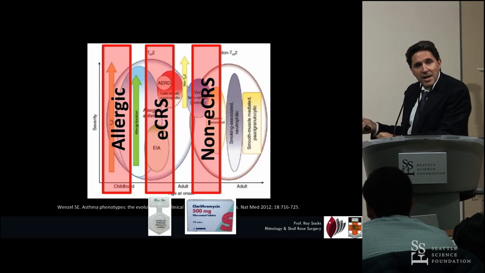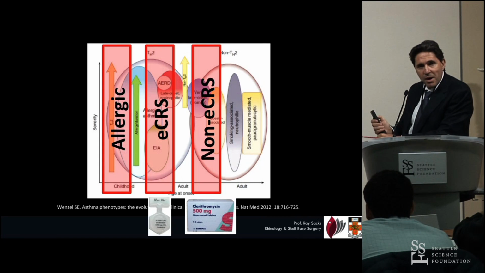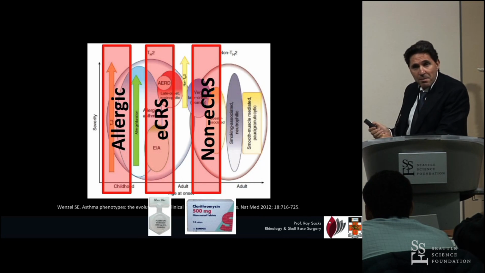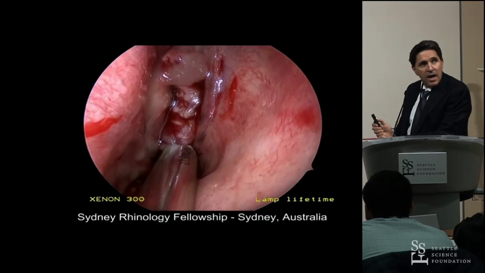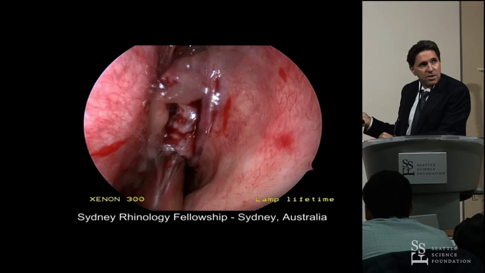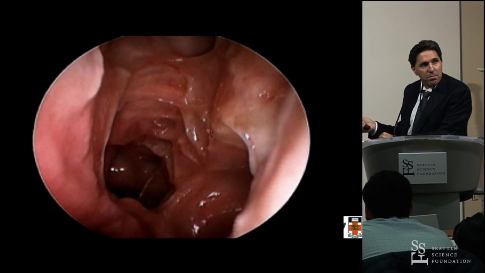We use clarithromycin. There's variations on the theme. We use 500 milligrams of clarithromycin, and we use it up to 6 weeks. Some people use it up to 3 months. I tend to use a 6-week dose. And I'm not going to take you, because of the interest of time, through this case. It was just how I do a polyp patient.